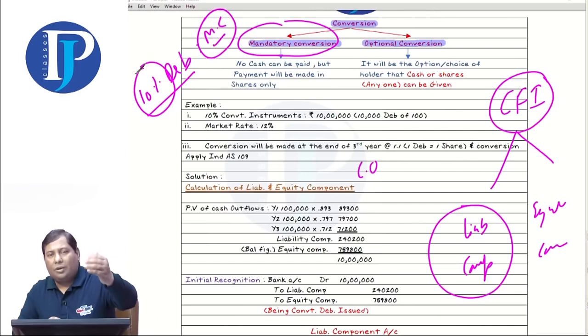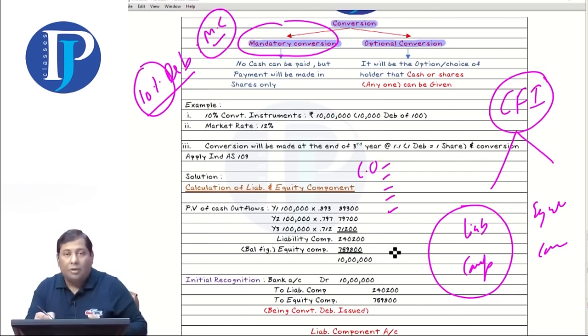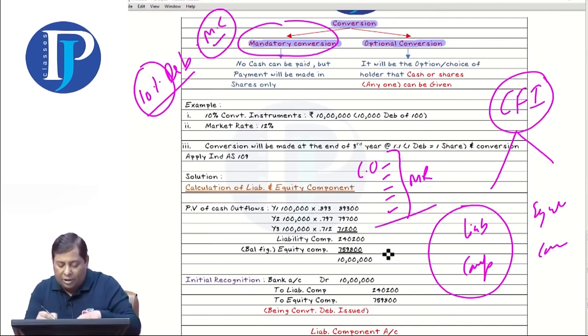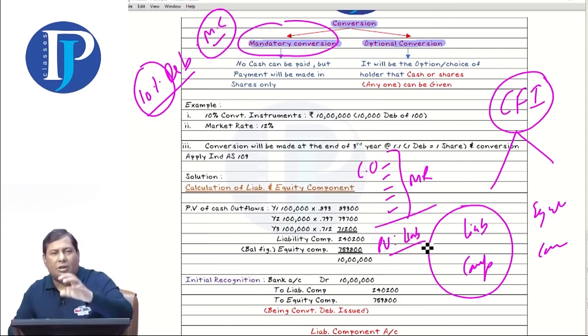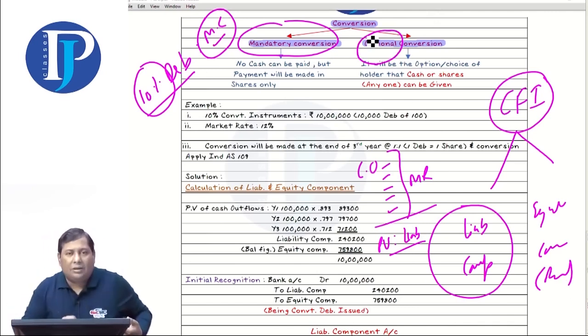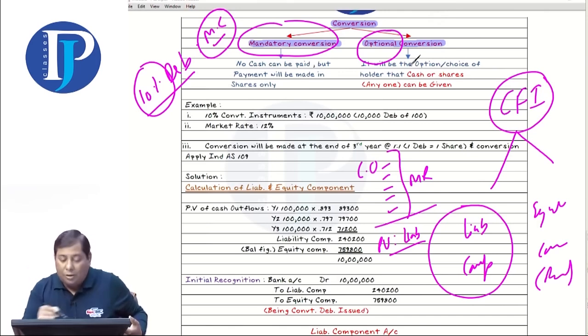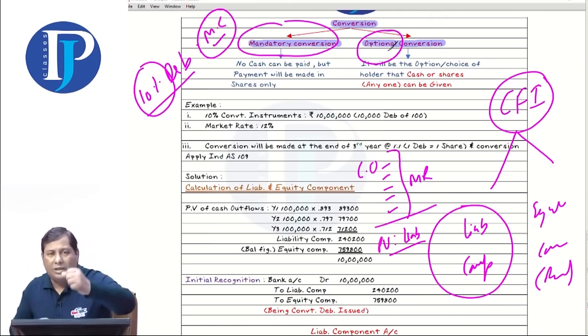Note this down one by one. That's the cash outflow. Discount it at the market rate. If we discount it at the market rate, we will get the present value, which is called the liability component. The amount you have to pay out as cash outflow, its present value at market rate, is the liability component. So the balancing figure becomes the equity component. Clear? But when we talk about optional conversion, you need to take interest outflows and also the principal outflow, because in optional conversion, you might have to pay cash.